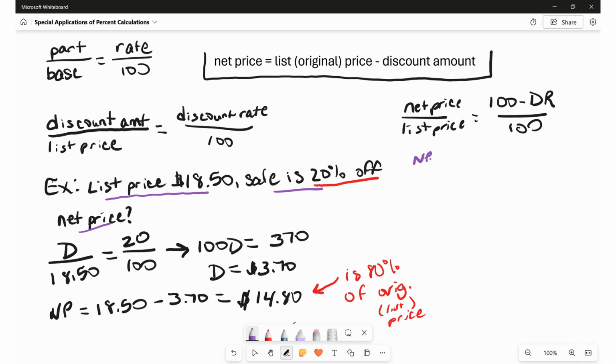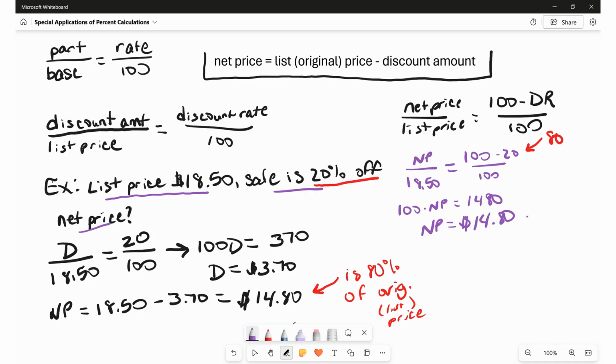So we're looking for the net price, right? Well, we know that our list price is 18.50, and 100 minus our discount rate over 100. Remember, we just said this right here is the same as 80. So now we can say that 100 times our net price is equal to 80 times the 1850, which gives us 1480, and dividing both sides by 100, we get that our net price is still 14.80.